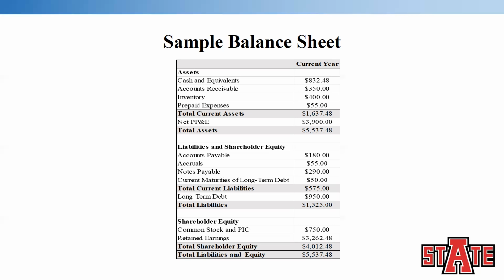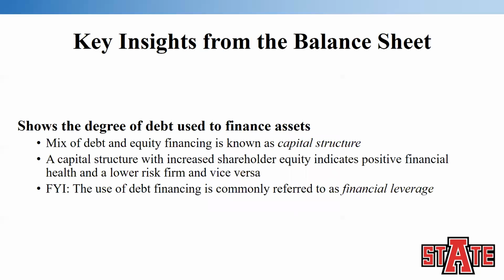So bottom line, notice that shareholders' equity and total liabilities sum to be equal to $5,537.48, which means the balance sheet balances. So no shock there. Some key insights from the balance sheet. Number one, it shows the degree of debt used to finance assets. We'll have some more comment on that coming up when we look at a common size balance sheet. But for now, let's just think of the mix of debt and equity financing as being known as capital structure.